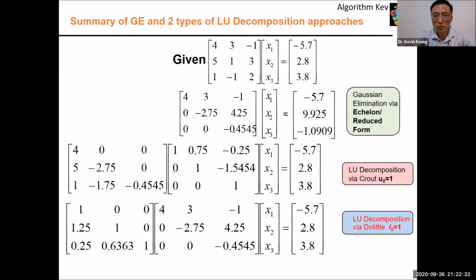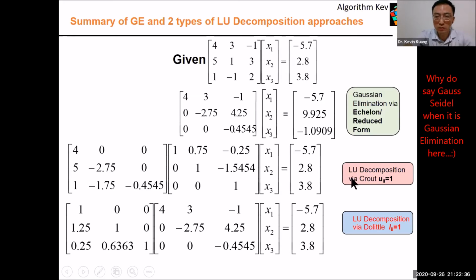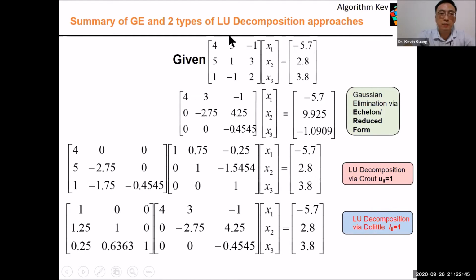Let us have an overview of the three methods, including Gaussian elimination, LU decomposition via Kraut's approach, and LU decomposition via Doolittle's approach. As you can see here, given the matrix A multiplied by the vector of unknown values x1, x2, x3, equals a constant matrix here. So using Gaussian elimination, we would obtain this echelon form.